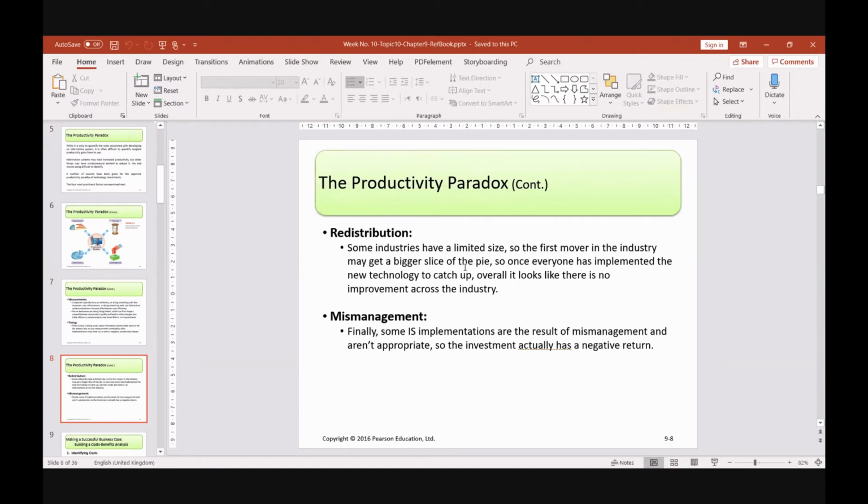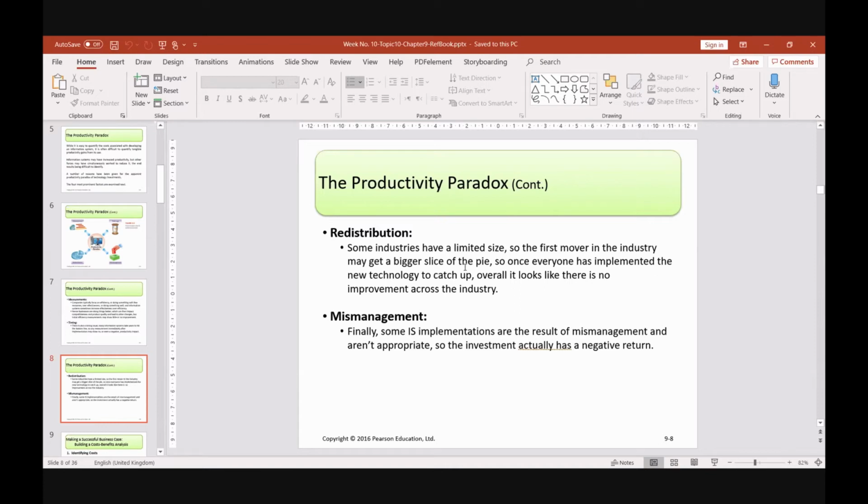Once everyone has implemented a new technology to catch up, overall it looks like there is no improvement across the industry. Now you can see we have many mobile companies. If a new company comes here, it will not start from zero profit, and there will be a lot of competition. And what kind of improvement would they suggest? It seems like there will be no improvement there.